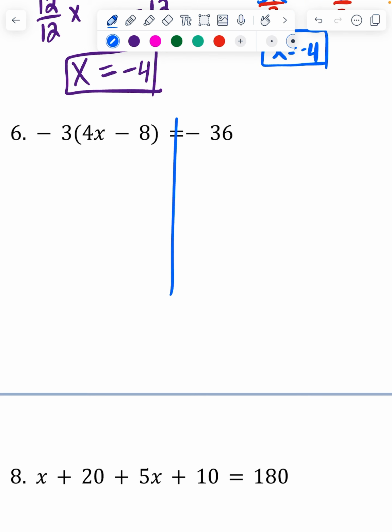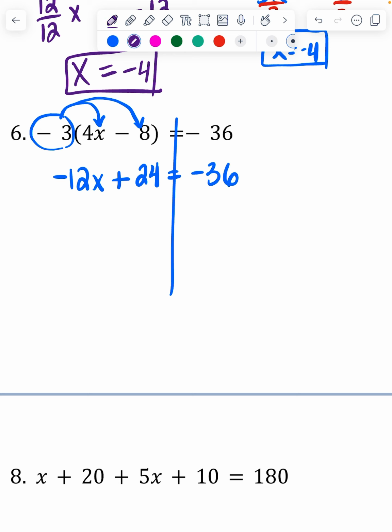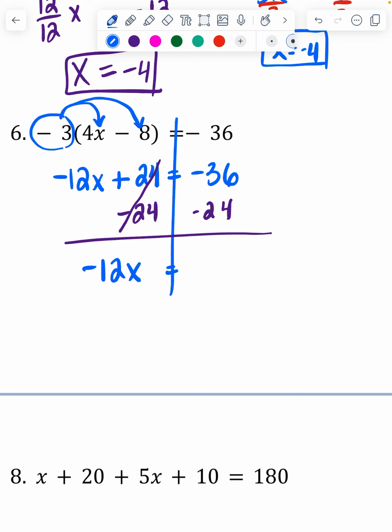Okay. For this one, we're going to distribute. The negative is going to go along with the 3. Negative 3 times 4x is going to give you negative 12x. Remember, a negative times a negative is going to give you a positive, and 3 times 8 is 24, equals negative 36. Then the inverse of adding 24 will be subtracting 24, so that we are left with just negative 12x on this side. And negative 36 minus 24, let's see, negative 60.